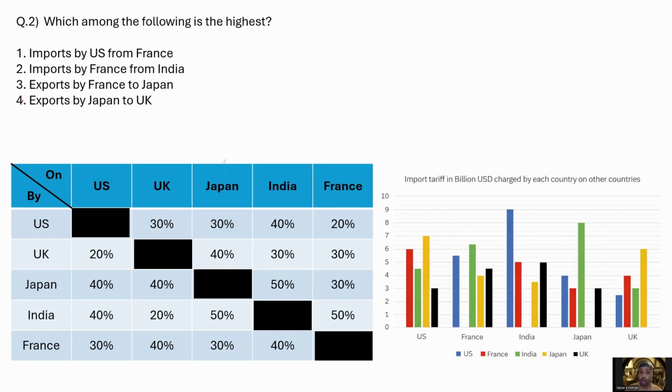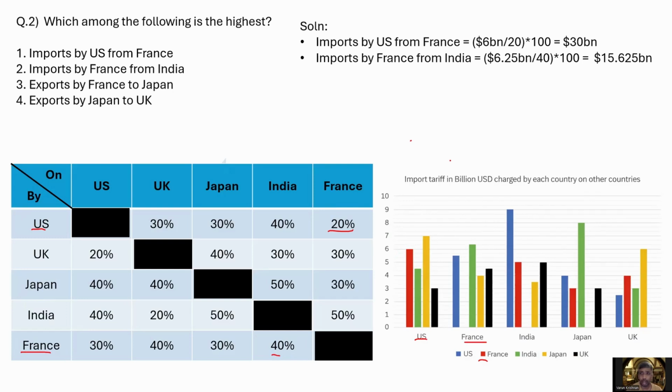Imports by US means the US is getting the goods from France, which means the US will be the one levying the tariff on France, which is about 20%. And the amount that the US is bringing from France is red, $6 billion. So 6 billion by 20 into 100, $30 billion, is the total value of imports by US from France. By the same logic, imports by France from India: by France from India, 40%. India is a green bar, which is $6.25 billion. So 40% is $6.25 billion, so 100% is $15.625 billion.